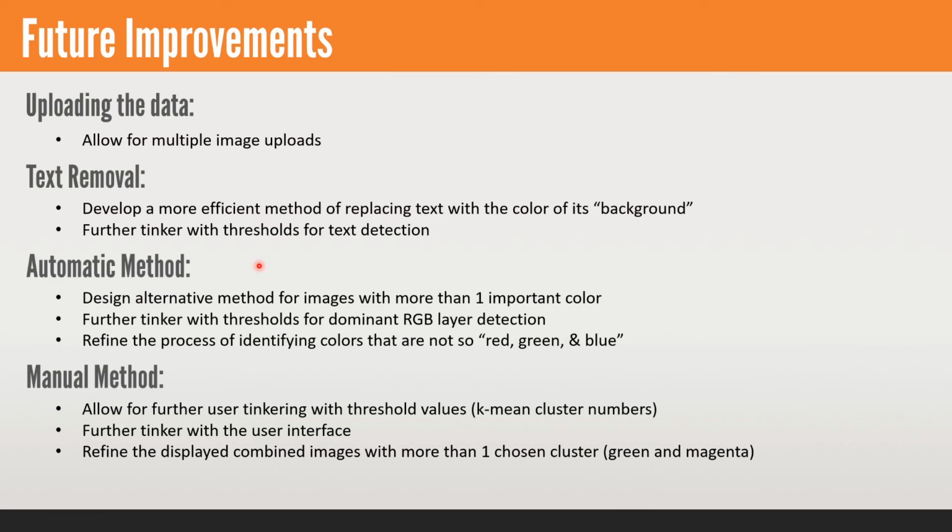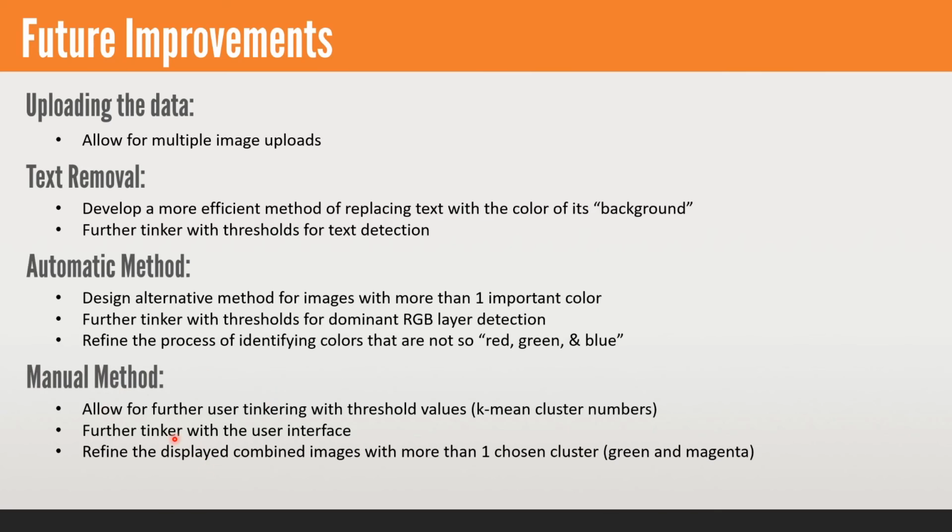So just further tinkering with the thresholds for text detection. The automatic method could definitely use some improvements. It strives and it does pretty well with single color biofluorescent images, but again, we can maybe design an alternative method for more than one important color. Just kind of further tinker around with those thresholds for what is considered the dominant RGB layer. And then, again, just make it so that way it's not so dependent on red, green, and blue colors, which is why we ended up going with a different color spectrum color for the manual method.